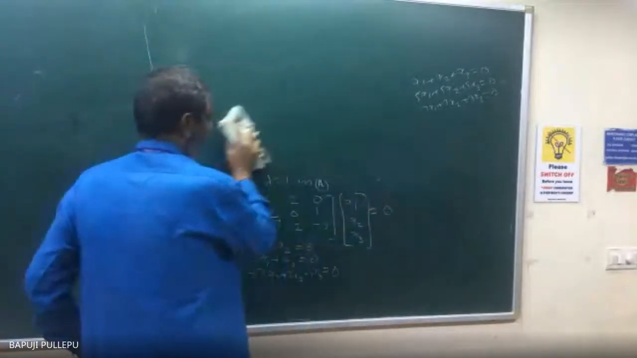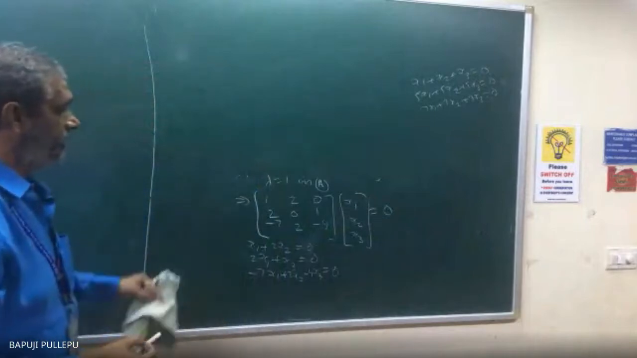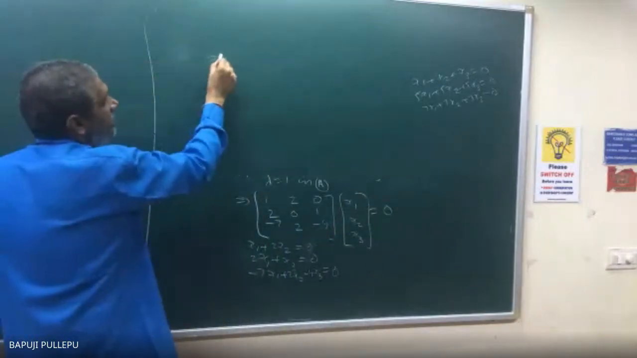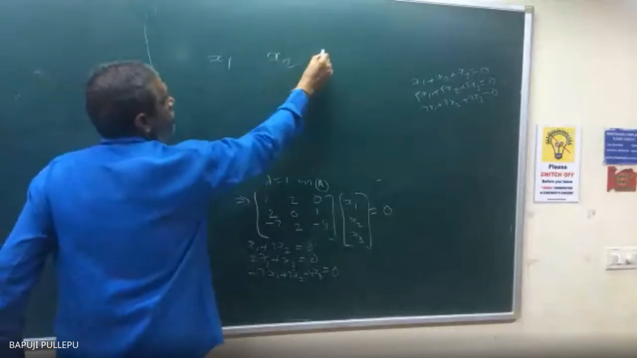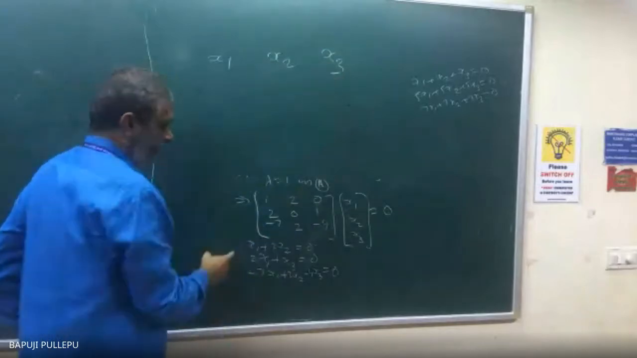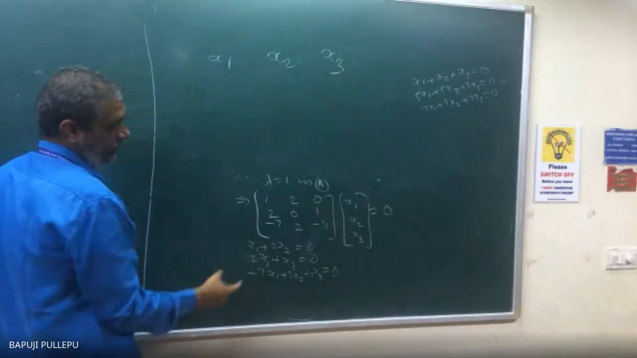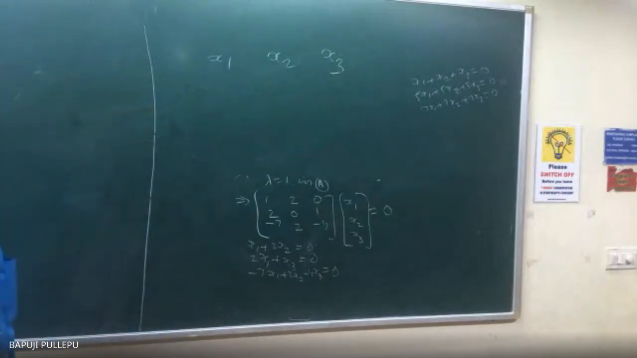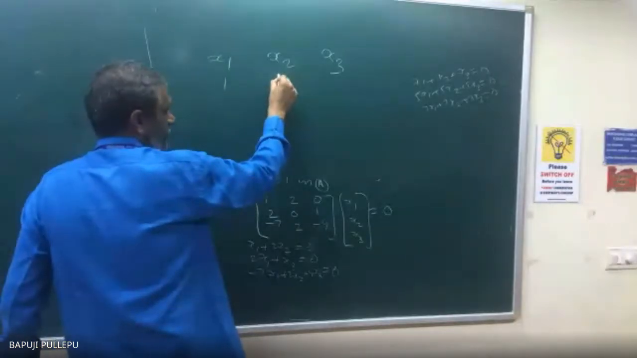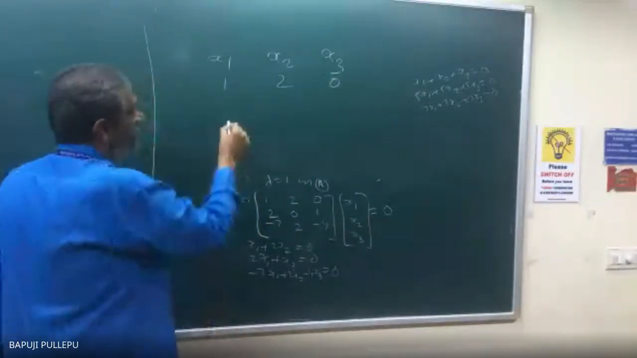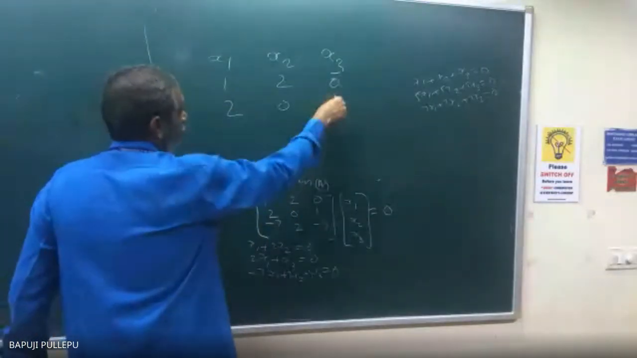The equation A you can remember. Take any two equations. You can write here x1, x2, x3. I am taking the 1st and 2nd equations. Now the x1 coefficient in the first equation is what? 1. X2? 2. X3? 0. In the second equation, if you take this one: 2, 0, 1.